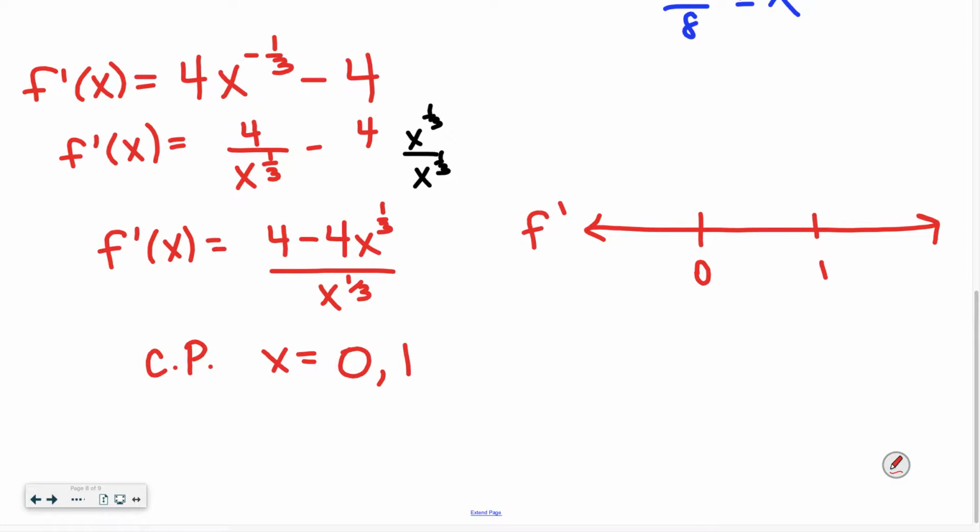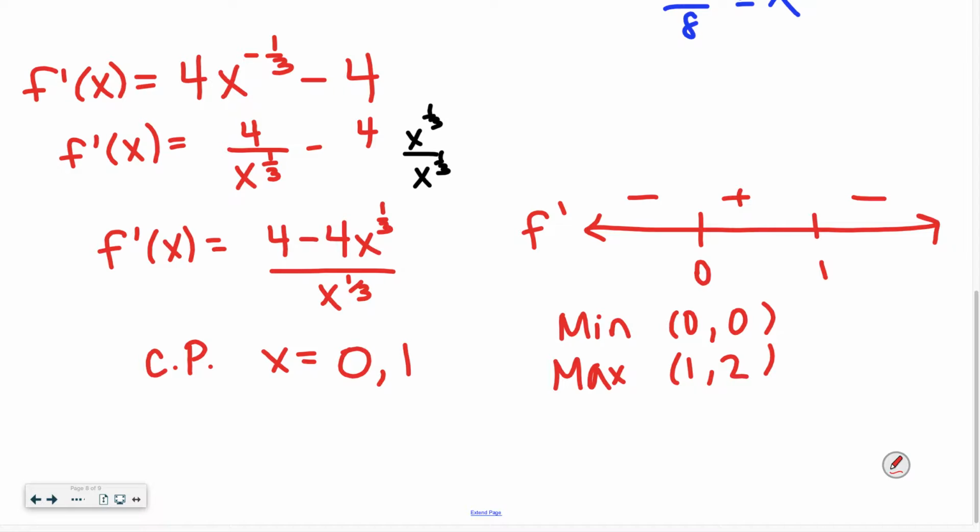So if I put these on a number line, we would get intervals of negative, positive, negative for our first derivative, which means we would have a minimum at x equals 0 and a maximum at x equals 1. We already know that (0, 0) is our coordinate. Well, if we plug in 1, we get a y value of 2.